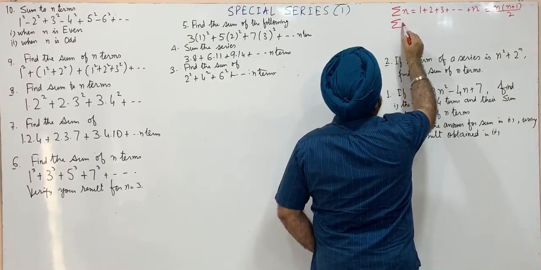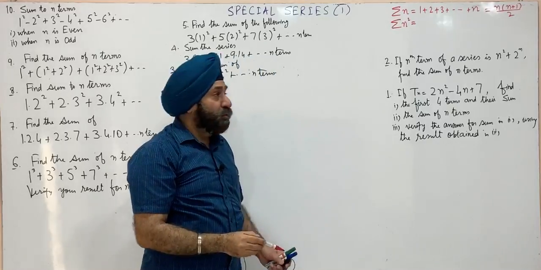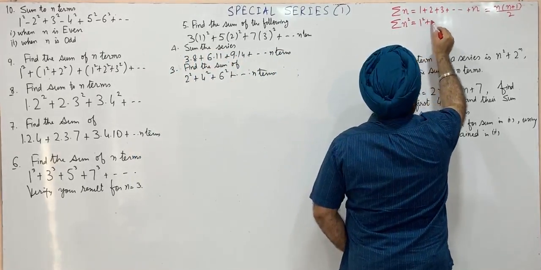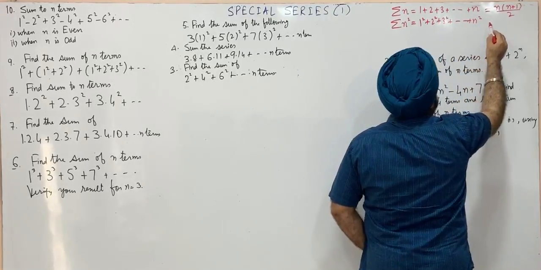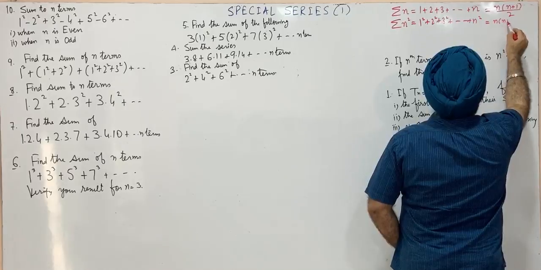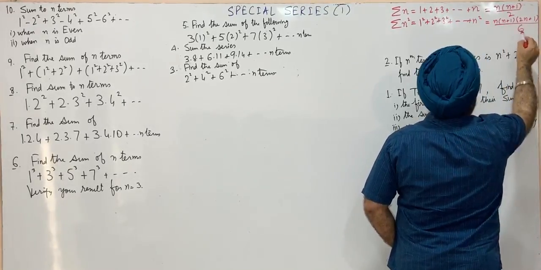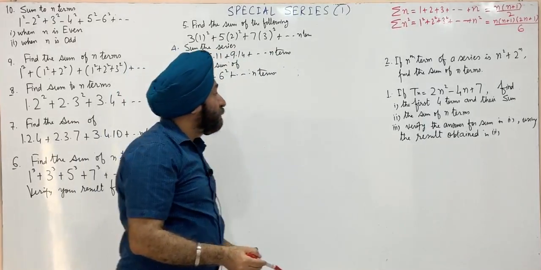Second formula: the first was the sum of the first n natural numbers, and the second is sigma n square, 1 square plus 2 square plus 3 square up to n square, and that is n into n plus 1 into 2n plus 1 upon 6. This is the sum of squares of the first n natural numbers.